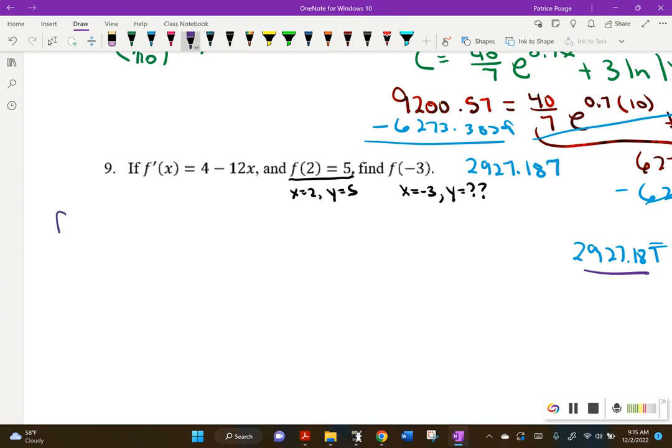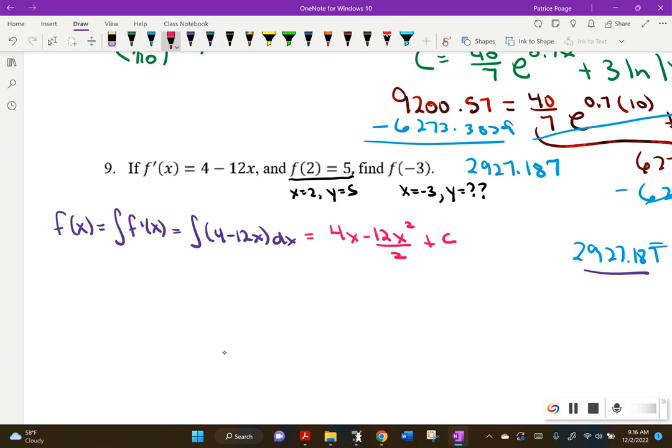So the first thing I'm going to do to find my original function, I'm going to take the antiderivative of the derivative. So the antiderivative of 4 minus 12x. And I get 4x minus 12x squared divided by 2 plus c. So my original function is going to be 4x minus 6x squared plus c. But I have a point that I can plug in. So I'm going to plug in y equals 5 and x equals 2.